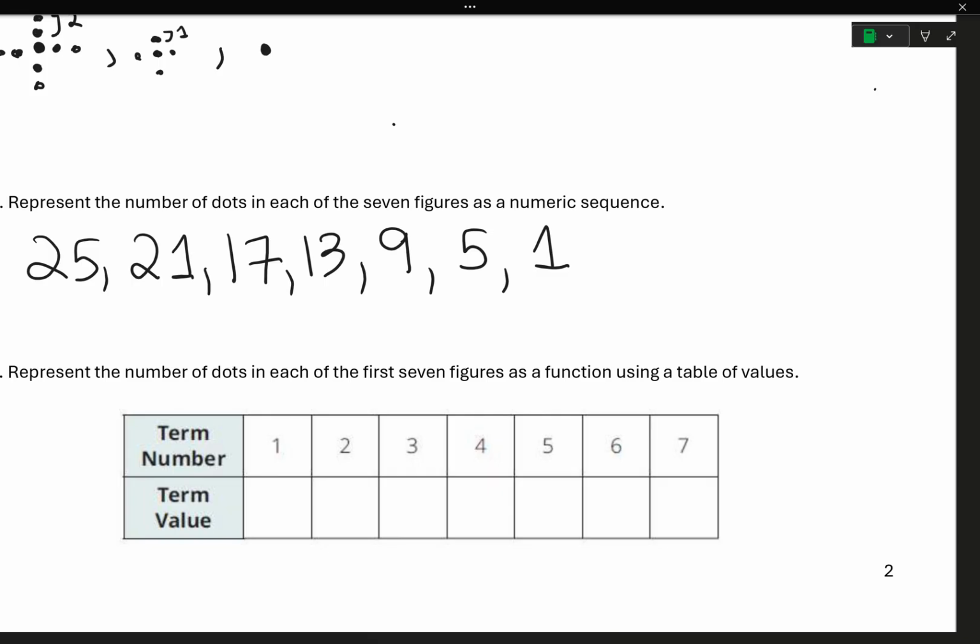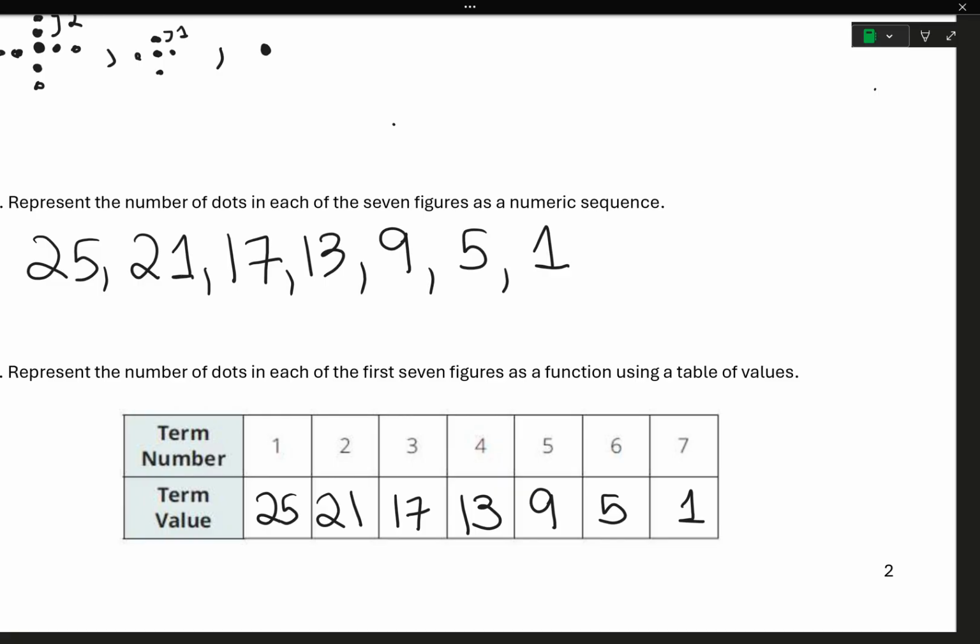So term number 1 is the first number. The first number is 25. Term number 2 is the second number. The second number is 21. The third, 17. The fourth is 13. The fifth is 9. The sixth is 5. And the seventh is 1. So the value is what is the number. The term number is what is its placement in the sequence.